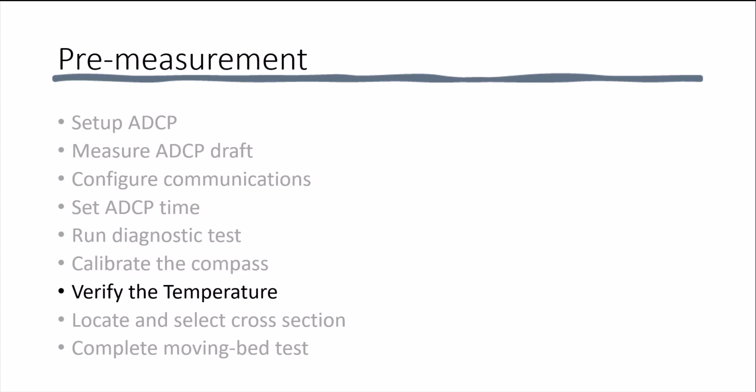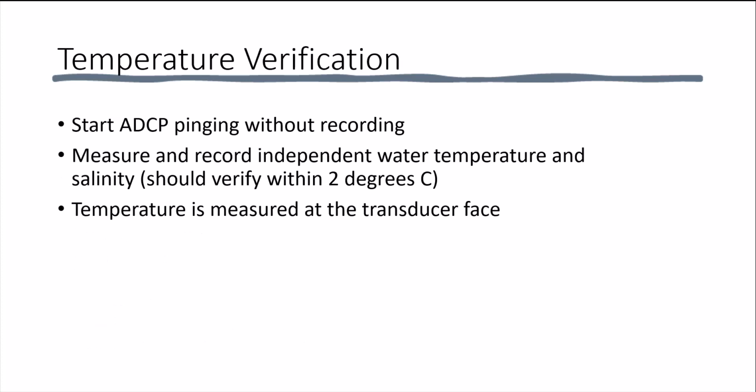It is best practice to obtain an independent temperature reading to confirm the water temperature read by the ADCP. Incorrect water temperature readings can bias your data, so it is important to check the temperature before data collection begins. To verify the temperature, put the ADCP in the water and give it sufficient time to equilibrate to the water temperature. Start the ADCP pinging without recording, then measure and record the independent water temperature and salinity.